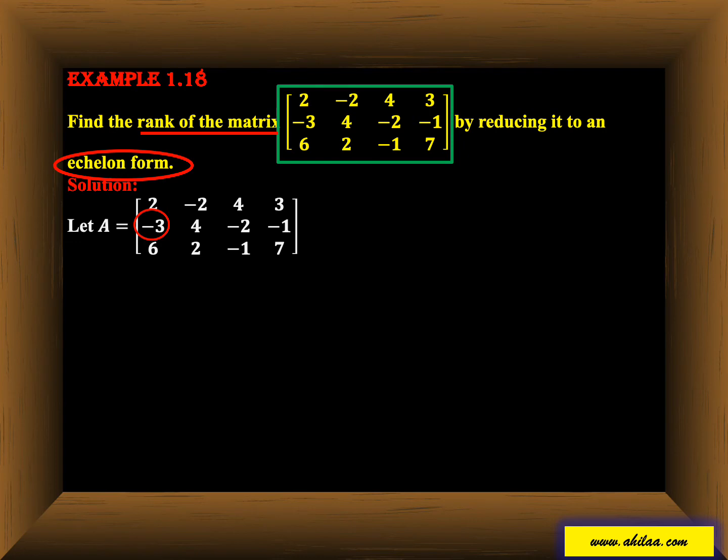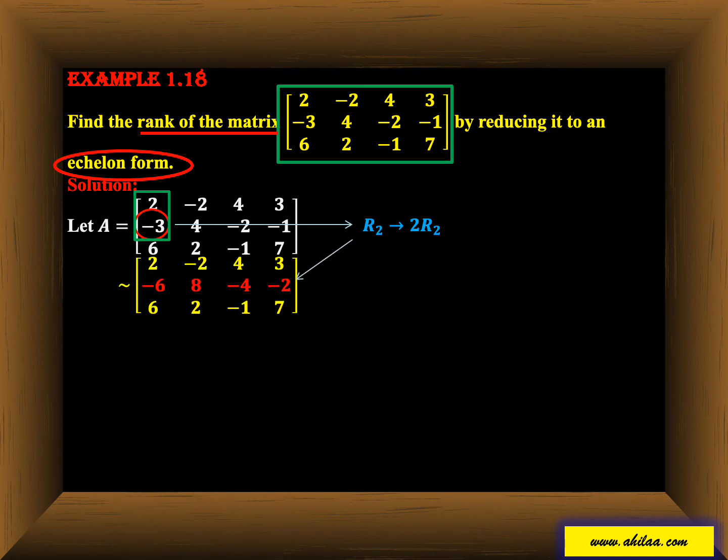First see A21. It is minus 3. Immediately I can't do it with A11 because A11 is 2. So I take the LCM of 2 and 3, that is 6. I try to make this minus 3 as minus 6 by multiplying R2 by 2. So the operation goes as R2 goes to 2 R2. Keeping the first and third rows as they are, the second row goes as minus 6, 8, minus 4, minus 2.